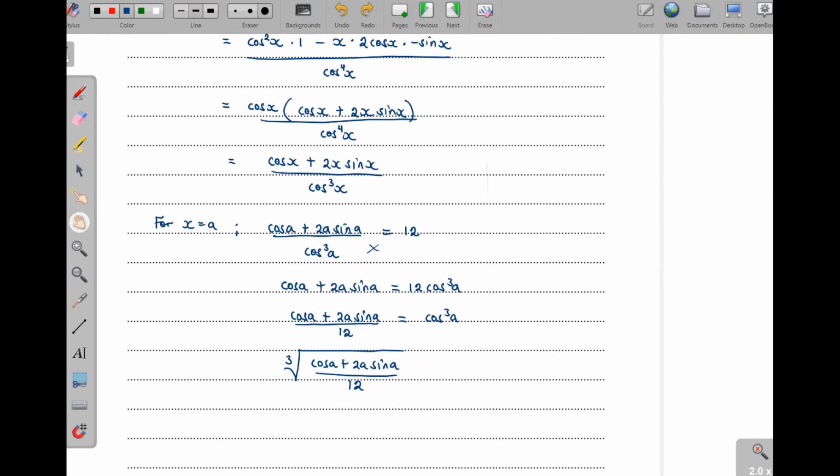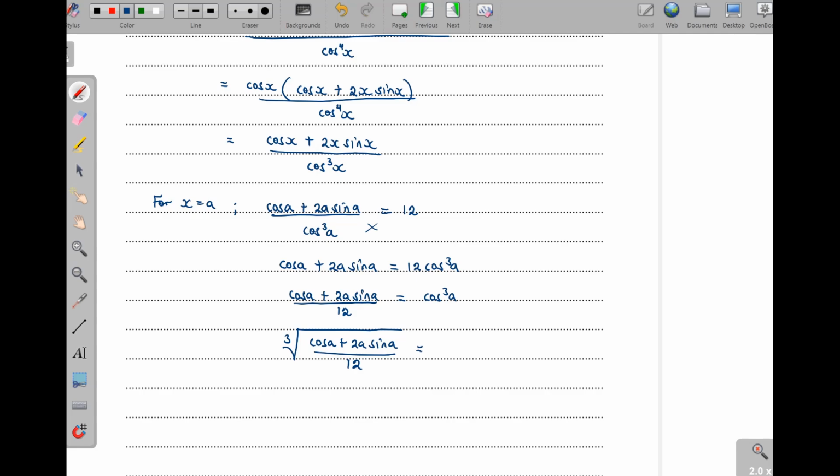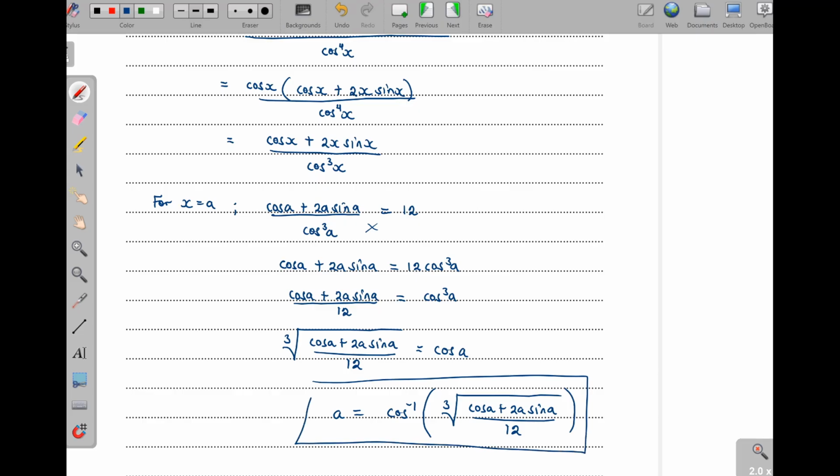Good. Then we proceed. Now this one will be equal to the cosine of a. Then how do we get a from there? Then we take the arc cos of everything that we are seeing here. So just duplicate this and put it there like that, and I'm done.